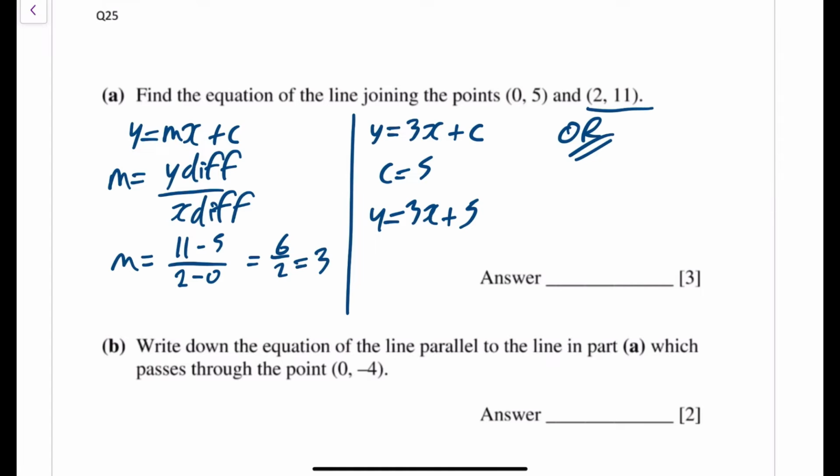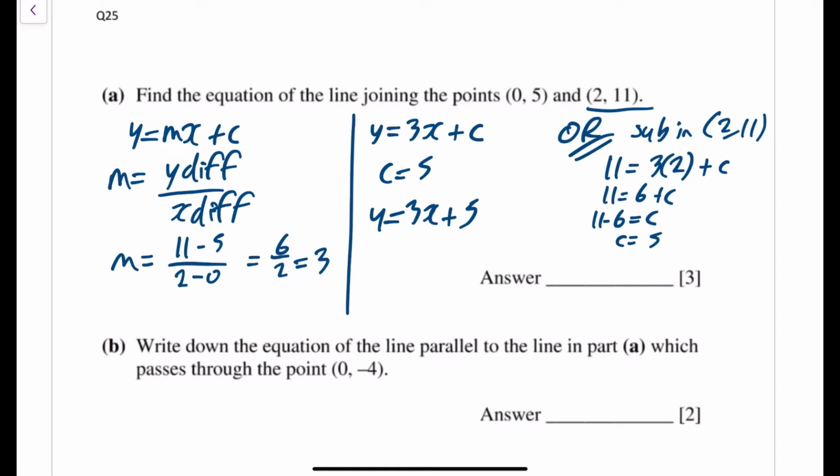So I'm going to sub in the other point, (2, 11). That gives 11 is equal to my m, which was 3, times my x value, which is 2, plus c. That's 11 is equal to 6 plus c. So 11 minus 6 is equal to c. Again, your c is equal to 5. So the equation of your line is y equals 3x plus 5.